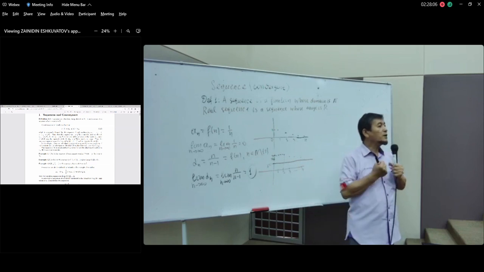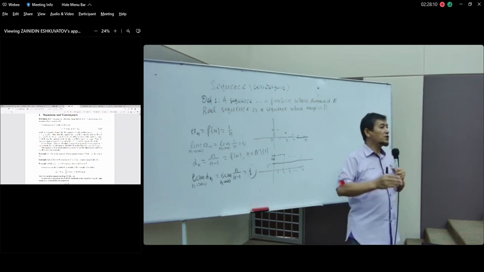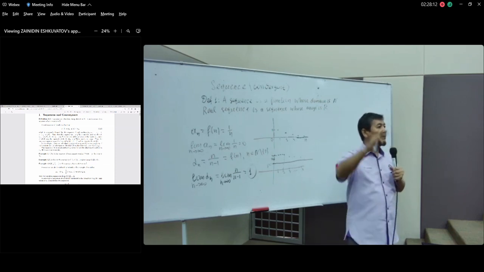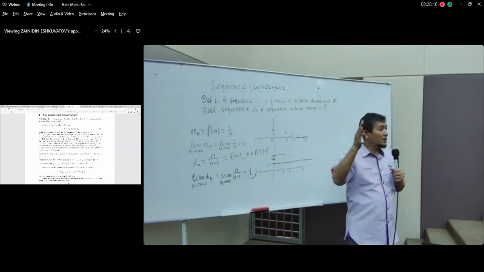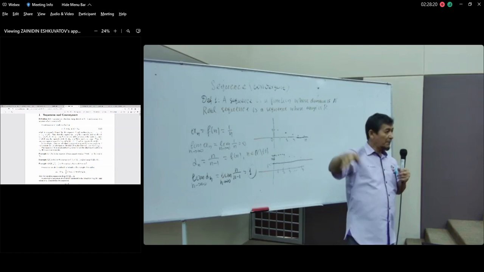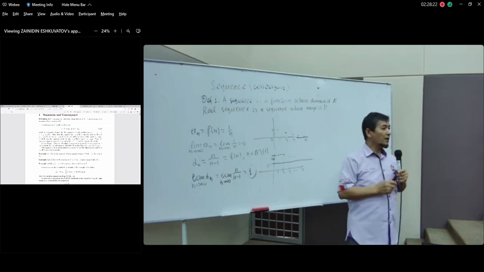Now what does convergent mean? We need to give a proper definition and a proper scheme. Convergent, divergent, bounded, unbounded: many things we will learn tomorrow.